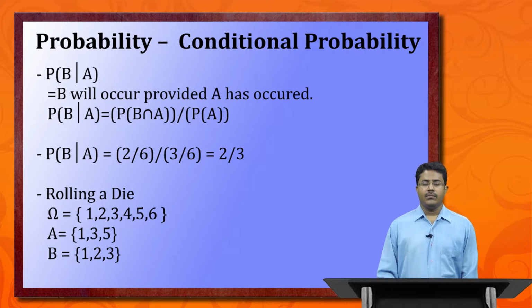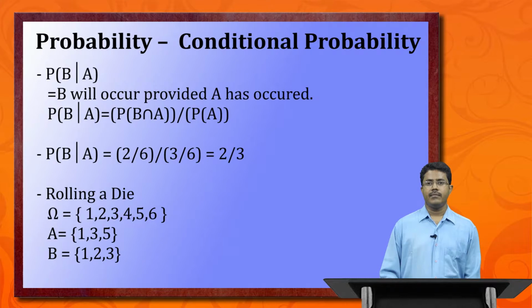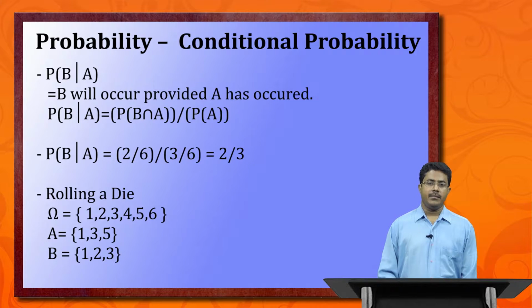So there are two out of 6 possibilities; 2 by 6 is the intersection and 3 by 6 is P(A). P(A) means 1, 3, 5. There are 3 elements out of 6, so it should be 3 by 6. So P of B given A, that is the probability of B when event A has already occurred, is 2 by 3, that is 66.66, about a 66% chance of getting that.